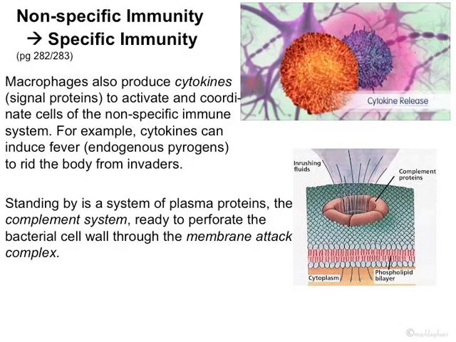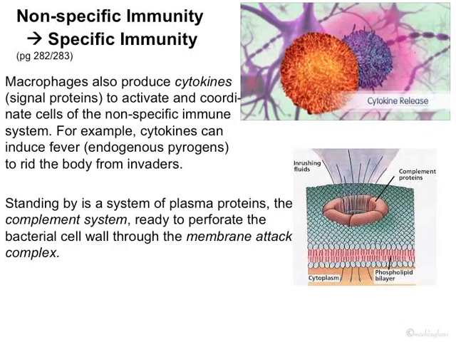Macrophages also produce cytokines, and these are signal proteins. Kines are kind of localized hormonal action chemicals, and so they act locally. So they secrete those cytokines to activate and coordinate cells of the non-specific immune system. For example, the cytokines are the things that will create a fever, and those are endogenous pyrogens. And fever is here because some of the bacteria don't like higher temperatures, so we can actually mitigate their replication that way.